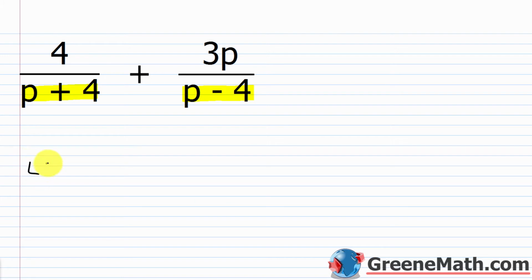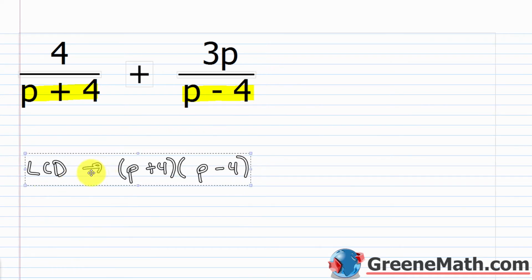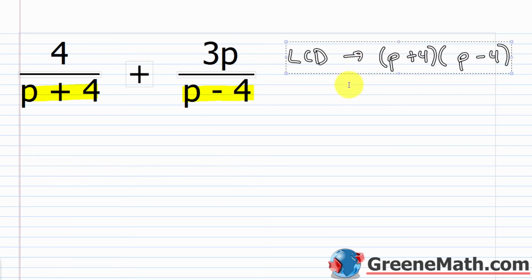I'm going to do the same thing here. So the LCD is going to be what? It's going to be p plus 4 multiplied by p minus 4. And generally, we want to leave this in factored form. I know you could use FOIL here and write it in a different format, but we want to leave it like this. All right, so if this is the LCD, let me drag this up here so it's out of the way.